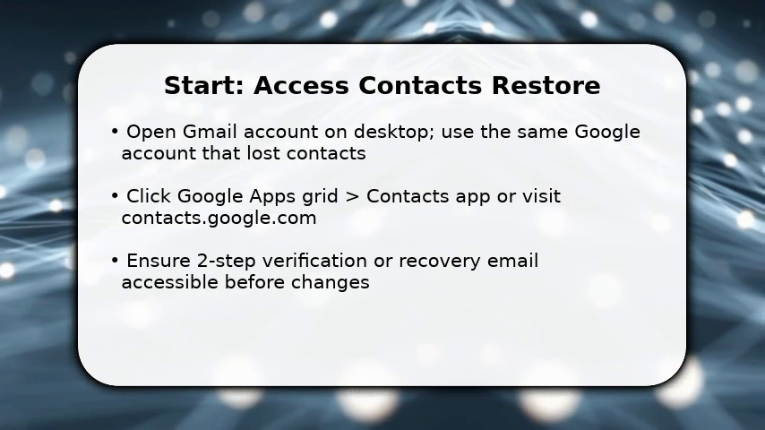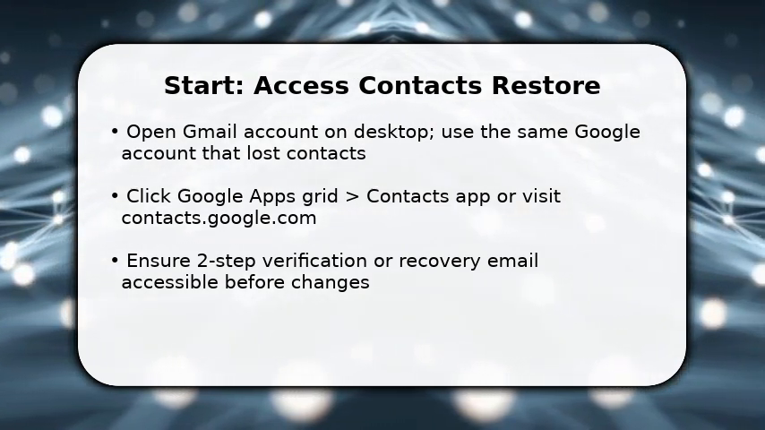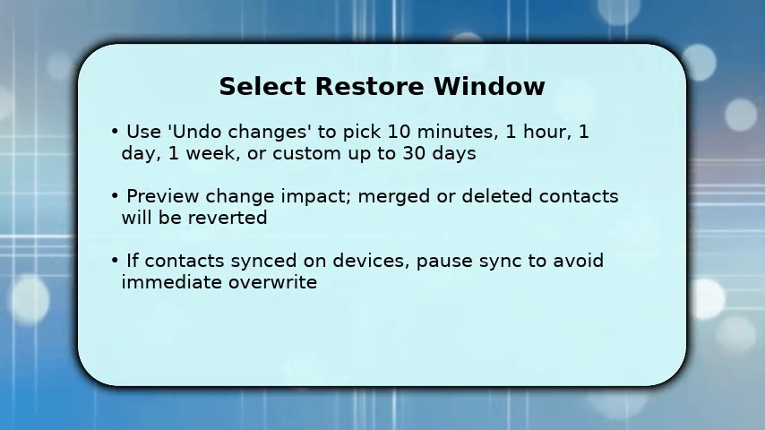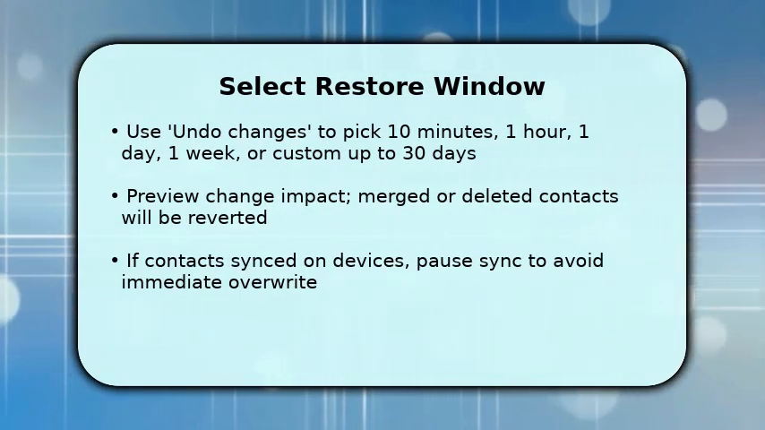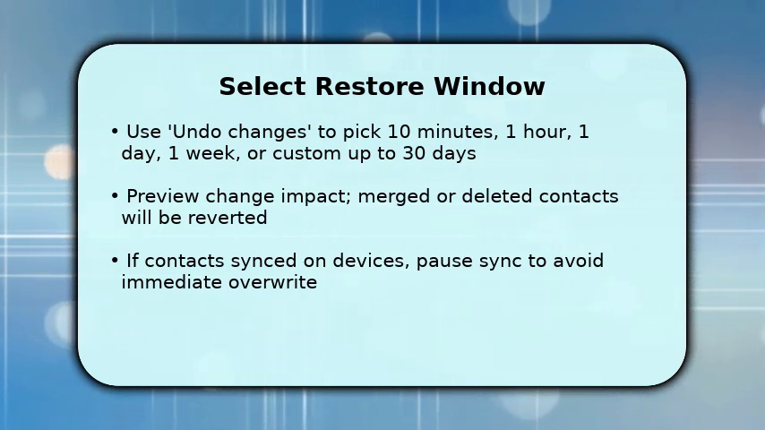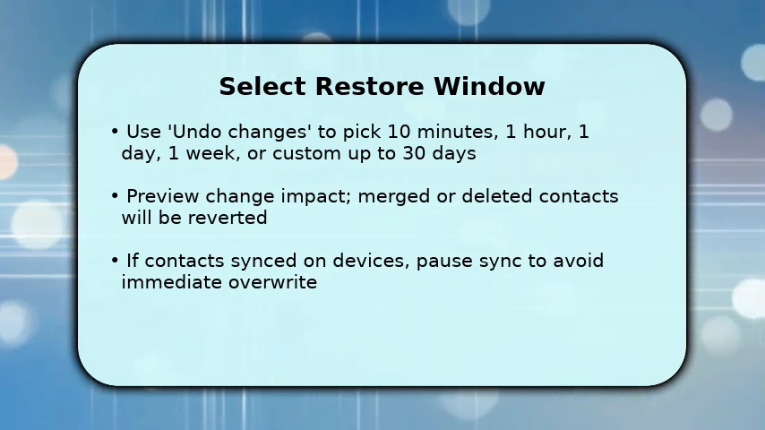This first actionable step prepares the backup window and gives you immediate options to roll. Once you've opened Undo Changes, you choose the time window to restore. Google gives presets and a custom option up to 30 days. Pick the closest point before the loss, because the system will revert merges, deletions, and edits to that snapshot.